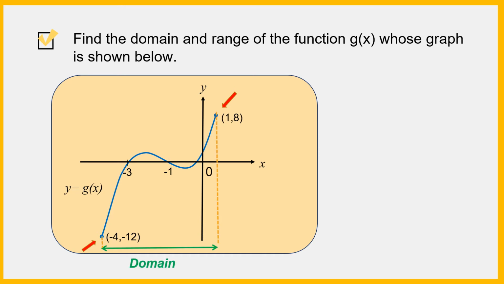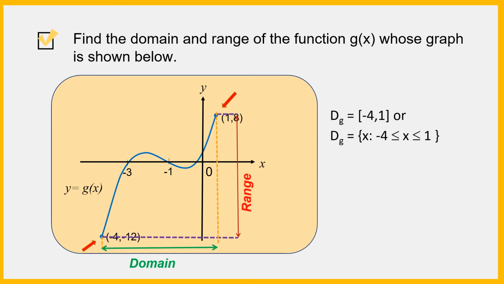So the domain is written in interval form as [-4, 1] in square brackets, or in set form, x such that x lies between -4 and 1 inclusive. The vertical extent of the graph is from -12 to 8. So the range written in interval form is [-12, 8] in square brackets, or in set form, y such that y lies between -12 and 8 inclusive.